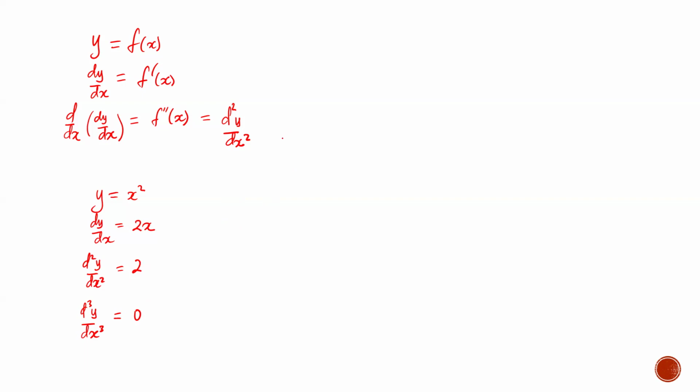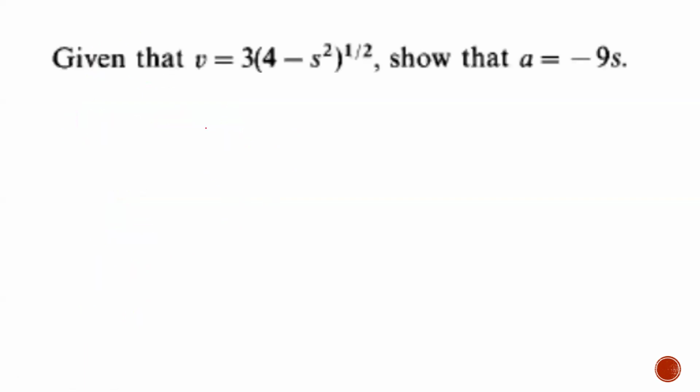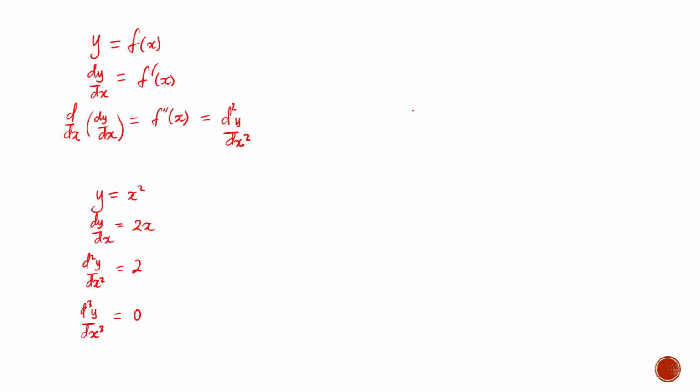Now, there are numerous applications of higher derivatives, and we can start with a few. One is in motion, for example. We know that acceleration is equal to dv/dt, and we know that velocity is equal to ds/dt. So acceleration is in fact the derivative with respect to time of the derivative of displacement with respect to time, which you could write as d²s/dt².